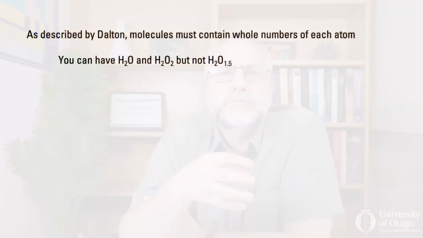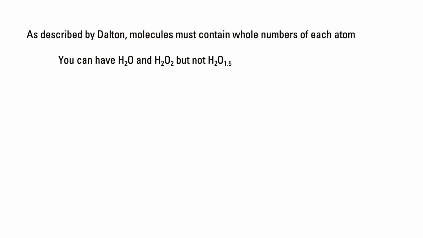We talked about this in an earlier video. Remember, Dalton said that when we make, say, a water molecule, then a water molecule must have 1 oxygen and 2 hydrogens. Right? There has to be a fixed number of whole numbers of atoms in your molecule. So you can have H2O, but you can't have H2O 1.5 or H2.3O 0.72, right?